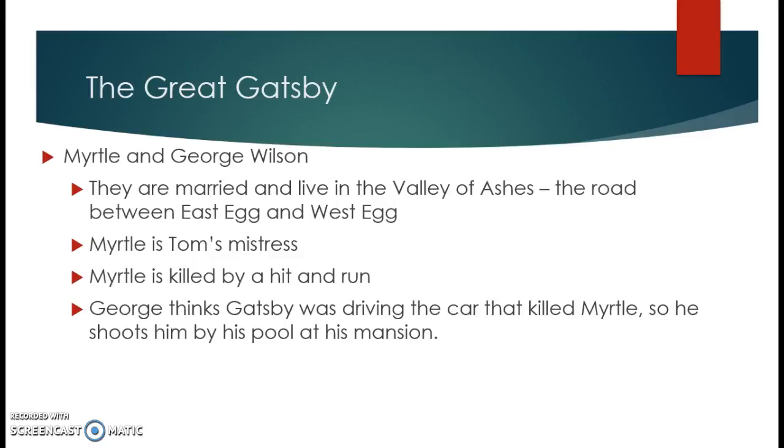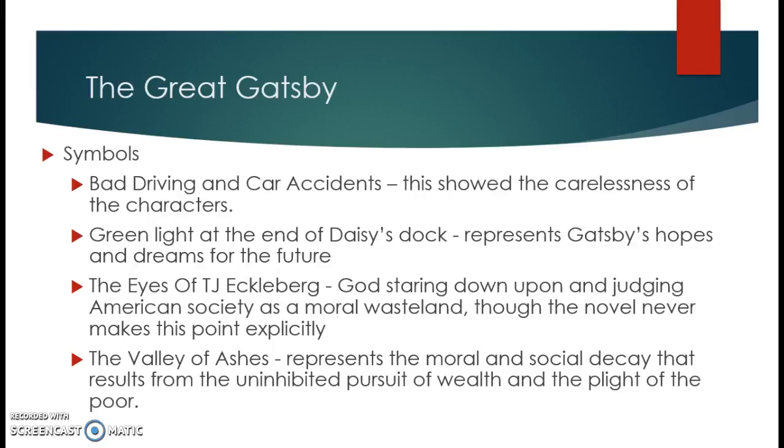So then we have Myrtle and George Wilson. They're married and they live in the Valley of Ashes. This is the road between East Egg and West Egg. Myrtle is Tom's mistress. Remember we said Tom was Daisy's husband. Myrtle is killed by a hit and run. We just said it was Daisy driving the car. And George thinks Gatsby was driving the car that killed Myrtle, so he shoots him by his pool at his mansion and kills him.